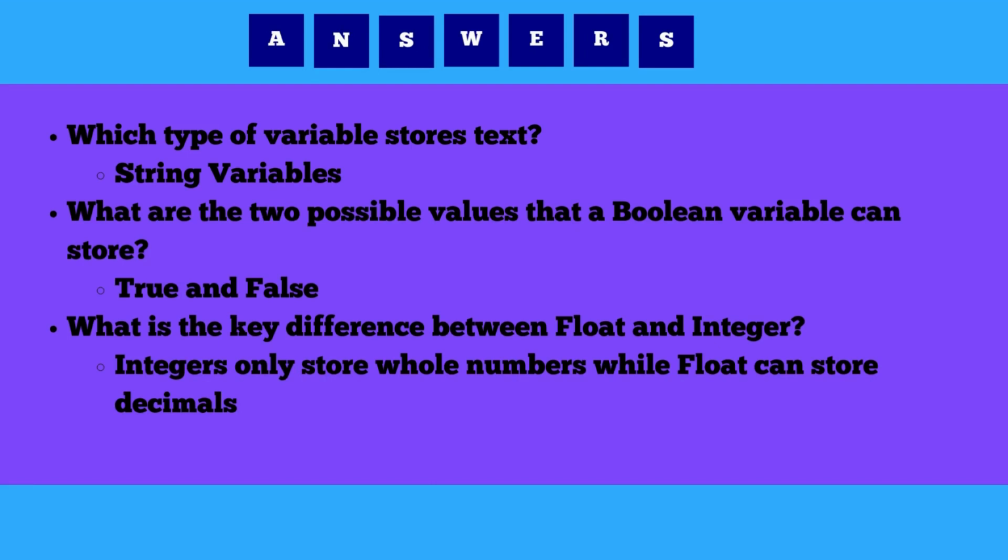For the first question, the answer is string, as only strings can store text. The second question, the answer is true or false. Boolean variables can only store these two values. For the third question, the answer is integers can only store whole numbers while floats can store decimals.